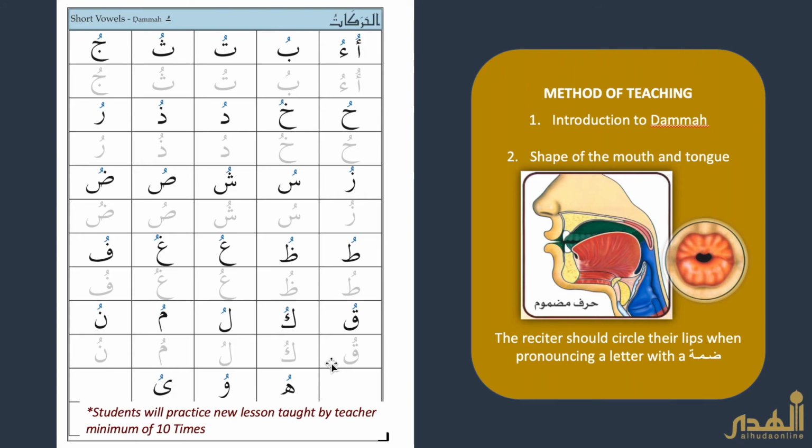And then again, once they have read this, they have mastered this, then you're going to ask them to go backwards: wu, hu, nu, mu, lu, ku, u, fu, ru, dhu, tu, du, su, shu, su, zu, ru, dhu, du, hu, ju, thu, tu, bu, u.